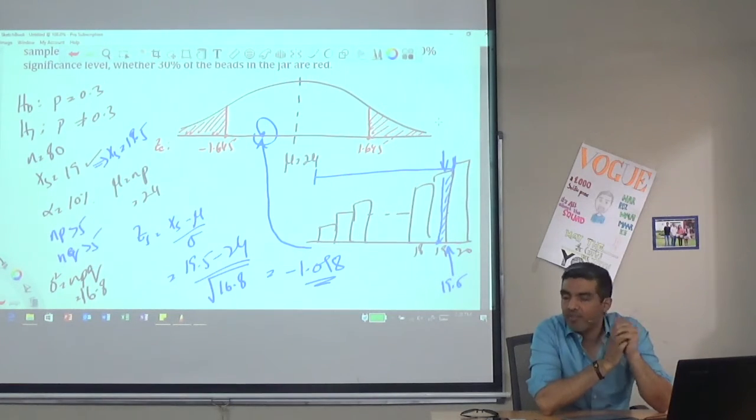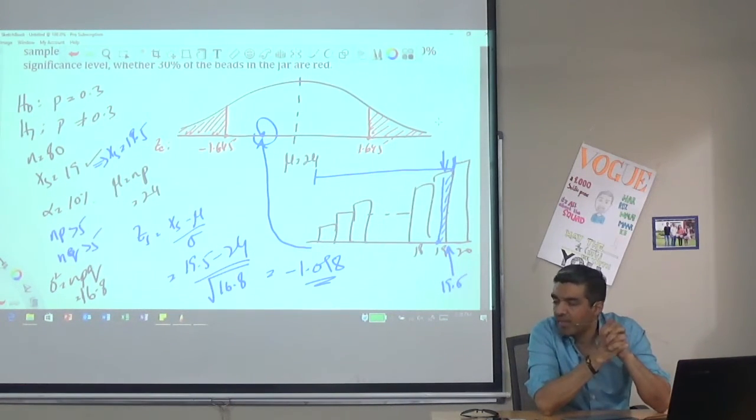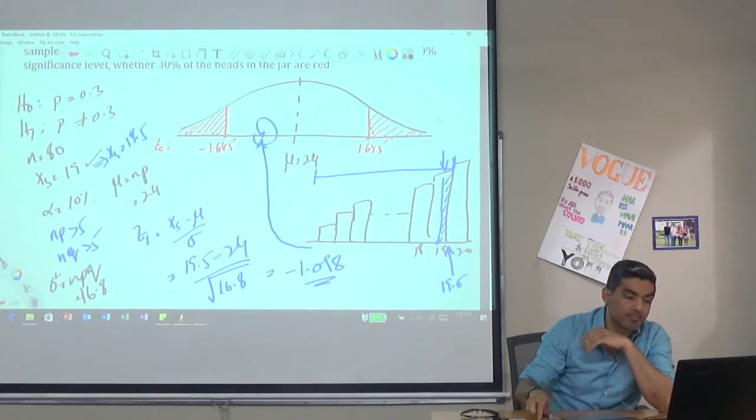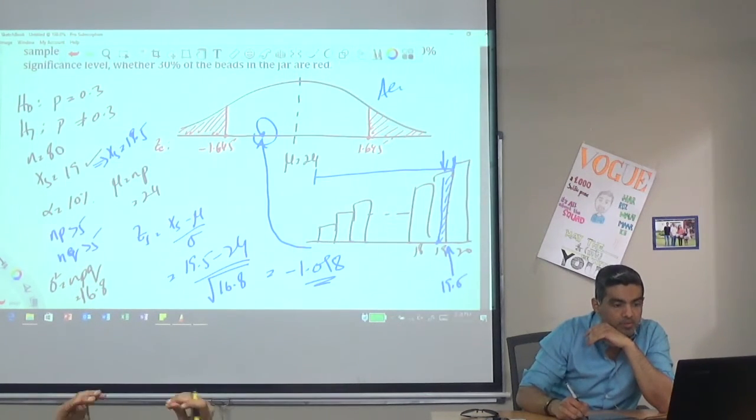We do not have enough evidence to reject the null hypothesis, therefore we accept that there are 30% of red beads in the jar. Are we good? Any questions? We accepted it. We are accepting. We accept H0.